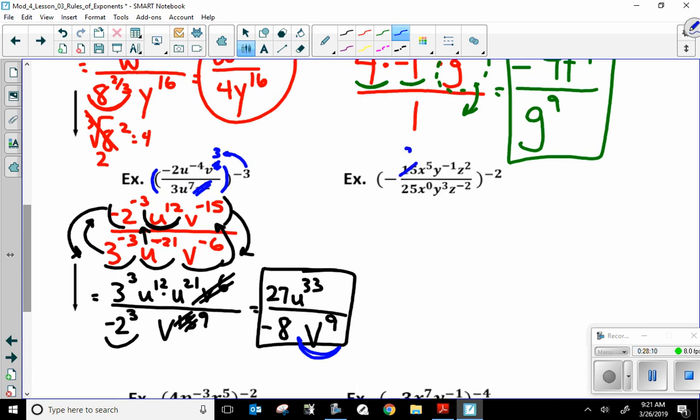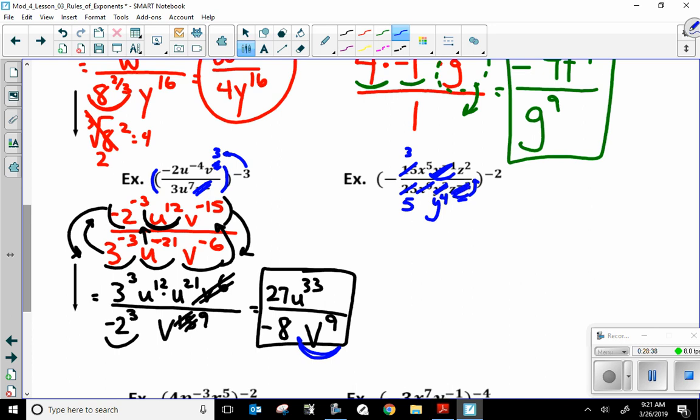Goes into 15 3 times, goes into 25 5 times. X to the 0 is 1. Okay? This y to the 1, this negative 1, is going to come down and be a positive 1, and it's going to create, instead of 3 y's in the bottom, there will be 4 y's in the bottom. This z to the negative 2 will come up and become z to the positive 2. So now I'll have 2 z squareds in the top.